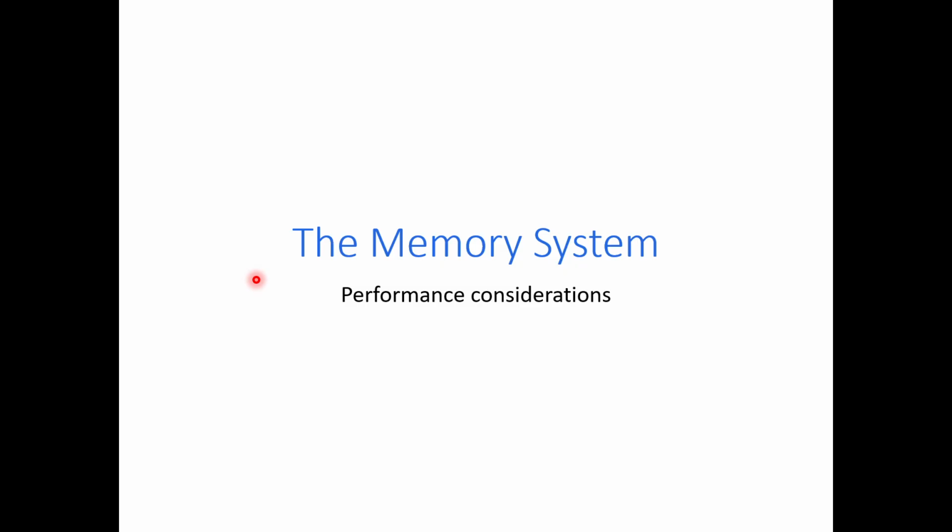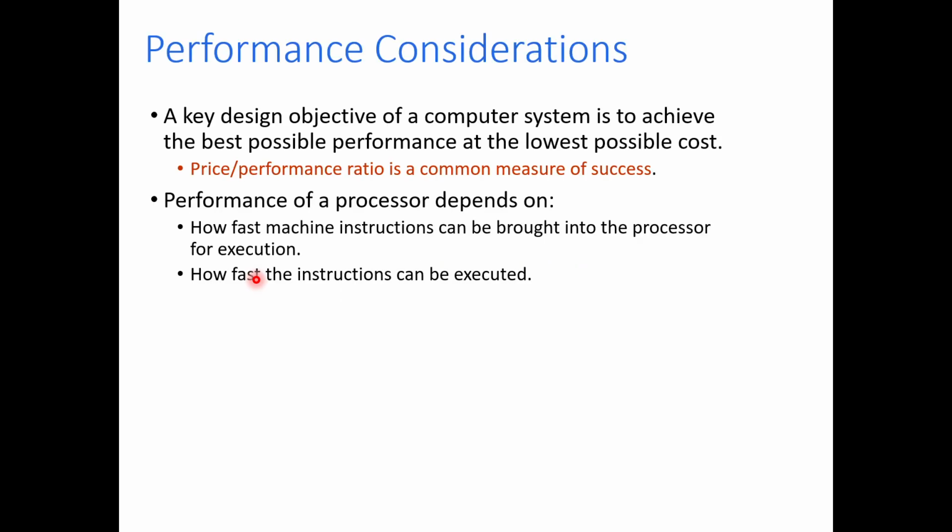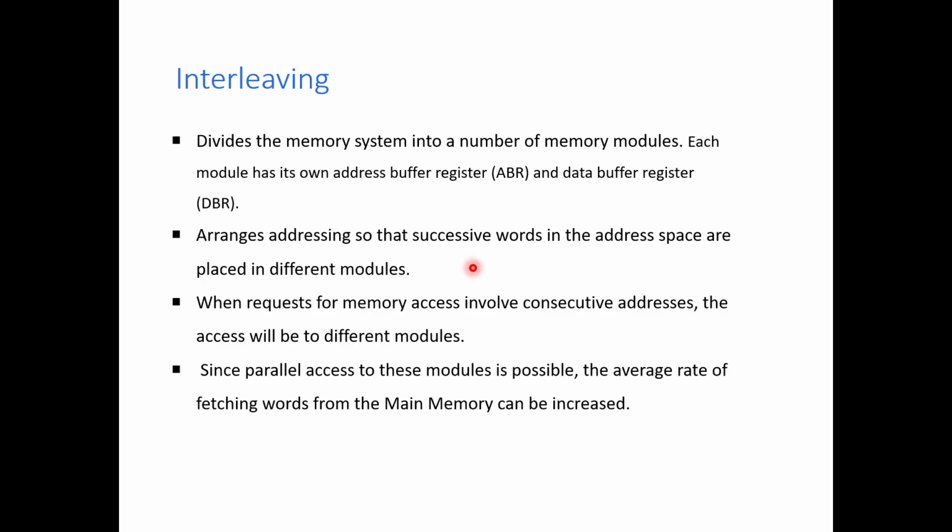The performance consideration here is to achieve the best possible performance at low cost. So how do you increase the speed of the computation? You can go for the interleaving method. They divide the memory system into a number of memory modules. Each module has its own address buffer register and data buffer register.